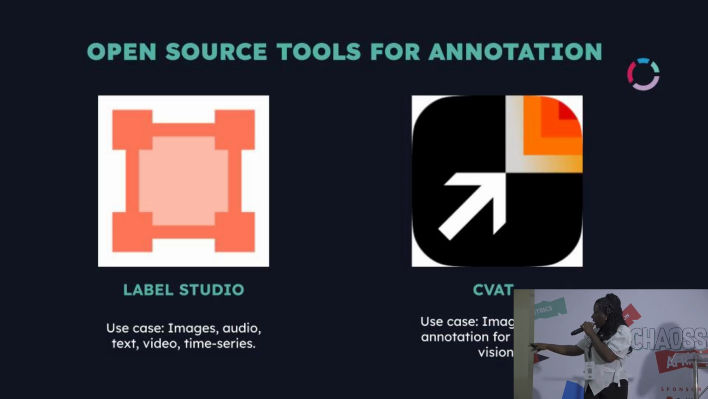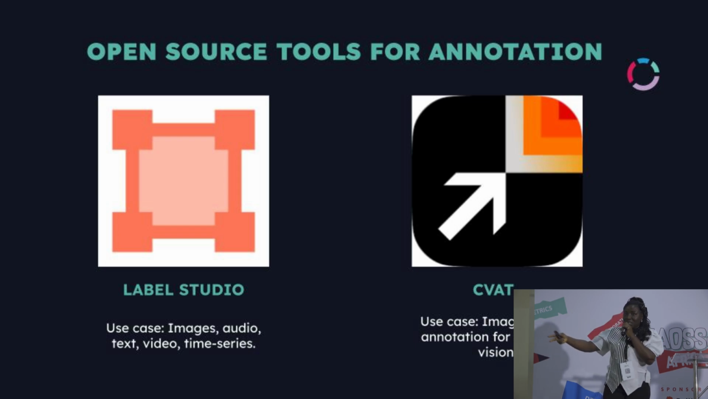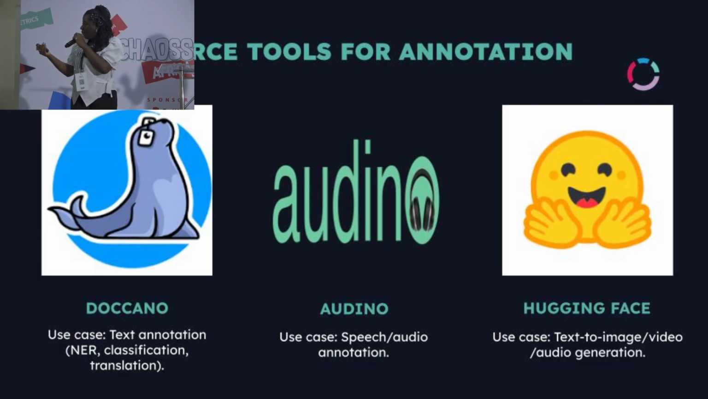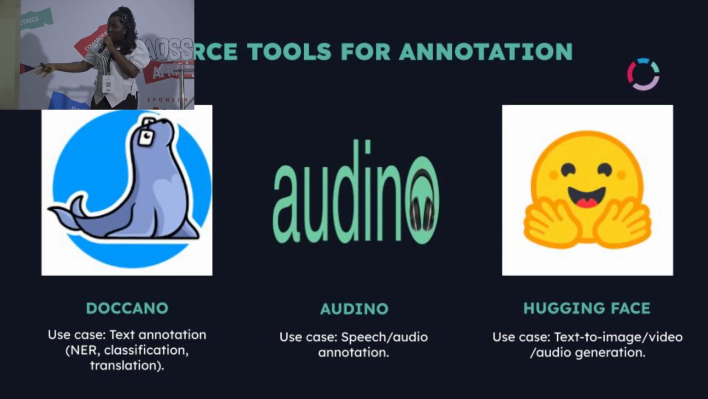Then we have CVAT. CVAT is short for Computer Vision Annotation Tool. Whenever you hear computer vision, just know that it's image and video. That's what CVAT does. And then we have Doccano. Doccano is for text annotation, for named entity recognition, classification or translation, whatever it is. You can find that in open source too. Then we have Audino, which is just for speech and audio annotation.